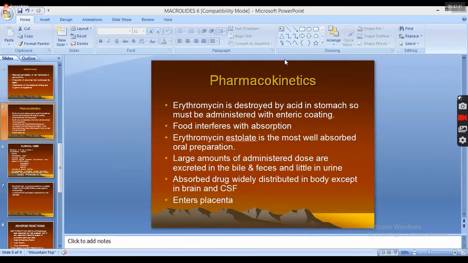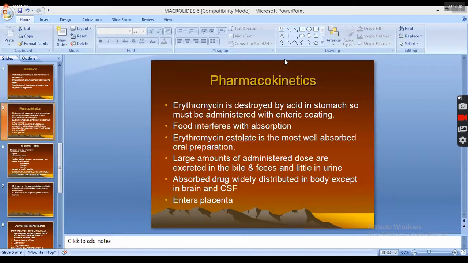they are given. The main mode of excretion of erythromycin is through feces and in the bile, and very little in the urine. This gives you an indication that in people who have renal insufficiency or renal problems, erythromycin can easily be administered. The second last point is that when given orally, the drug is widely distributed in all the compartments, in all the body fluids except for CSF and brain.